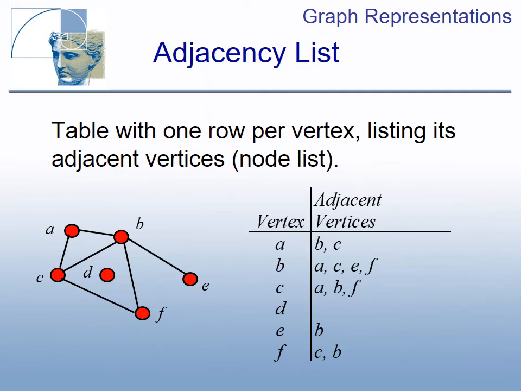An adjacency list represents a graph by a simple table with one row per vertex listing its adjacent vertices. The first row of the shown table says that the vertex A in the figure has B and C as adjacent vertices.